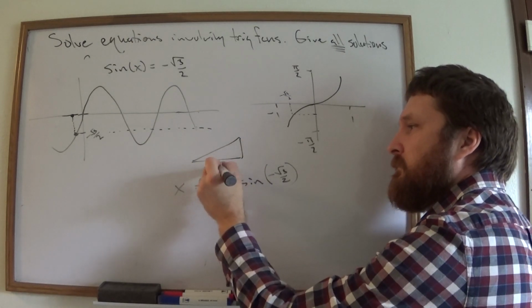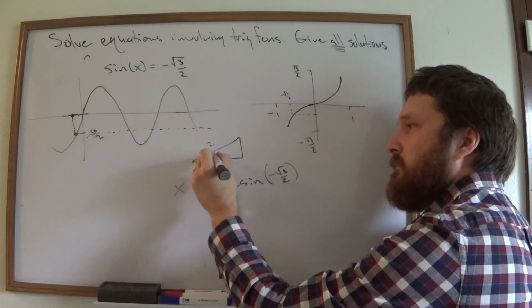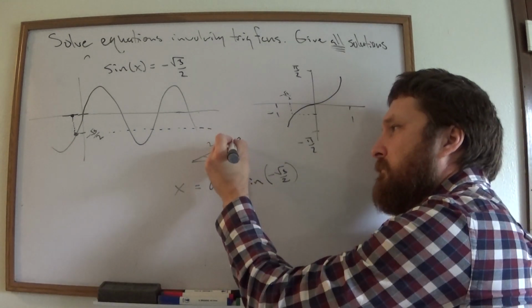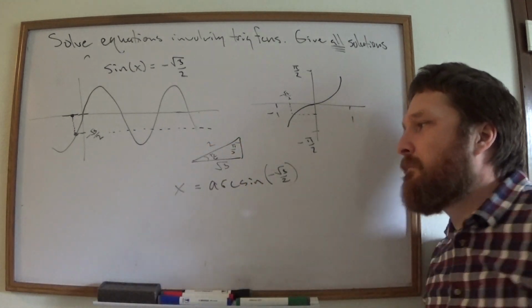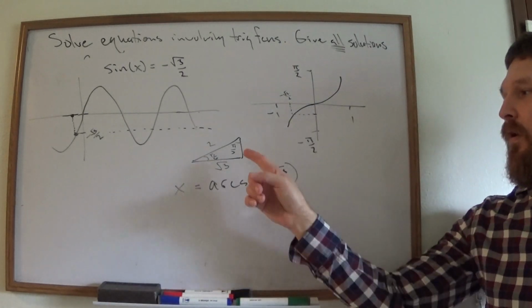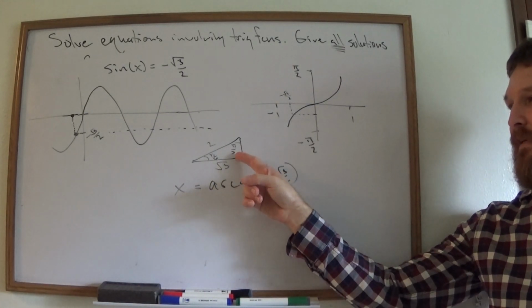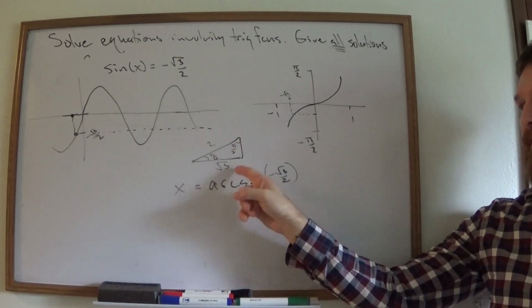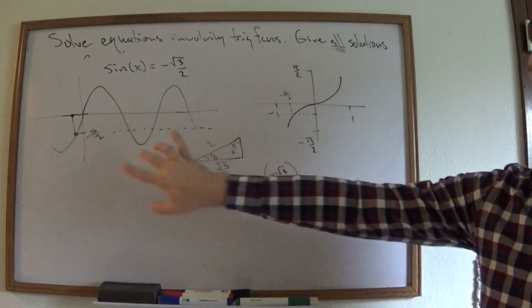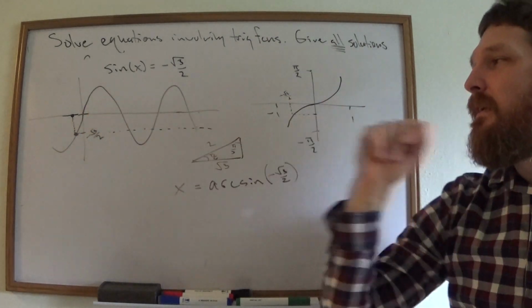It's pi over 3, negative pi over 2. Or no. It should be negative pi over 3, because sine of pi over 3 gives you opposite over adjacent, right? But that's negative, right? And so it's the negative of it.